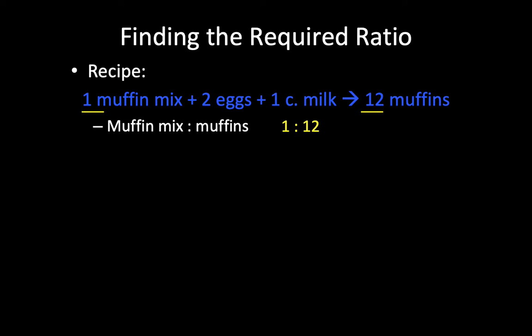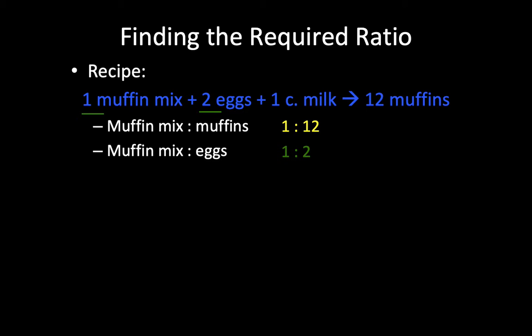In this case, we've compared the ratio between one of the reactants and one of the products. We are also allowed to compare the ratio of two different reactants. For example, if we looked at the ratio between muffin mix and number of eggs, again we look at the coefficients and it tells us for every 1 bag of muffin mix, I need 2 eggs. So again, we write that ratio as 1 to 2.